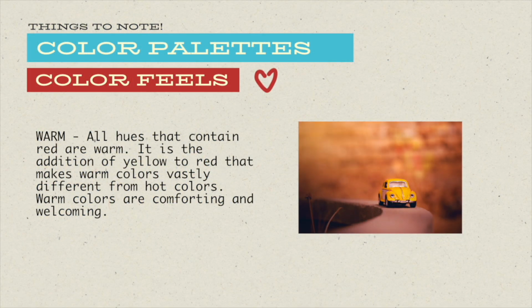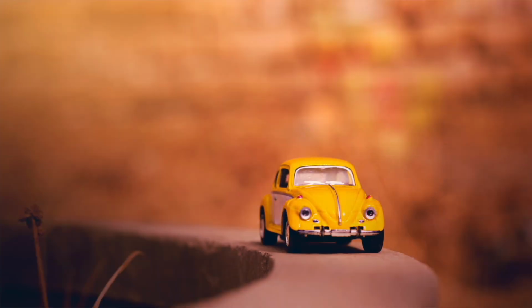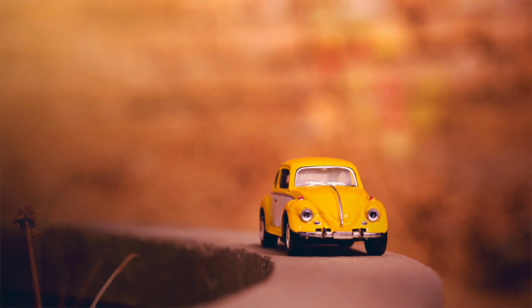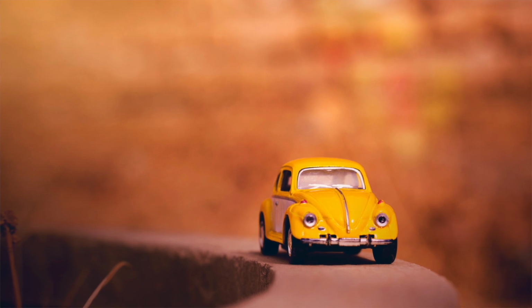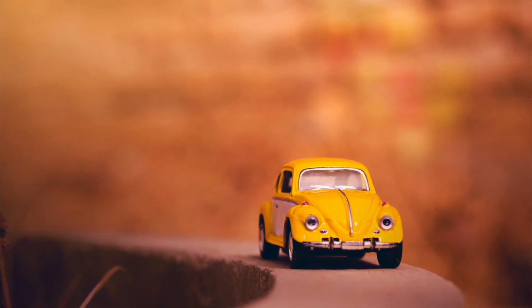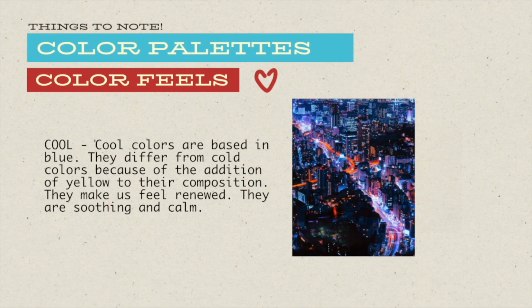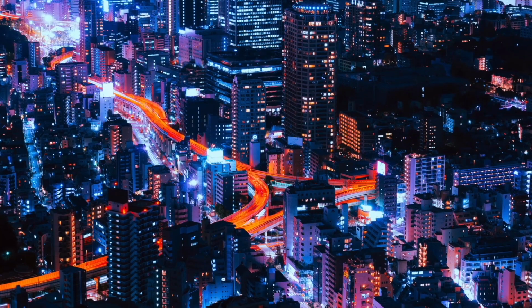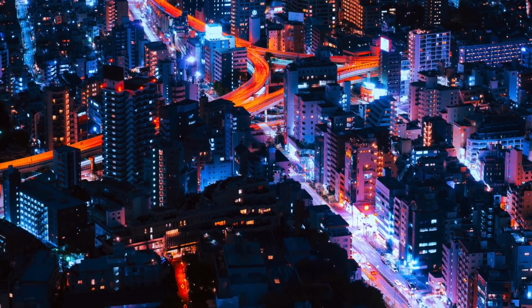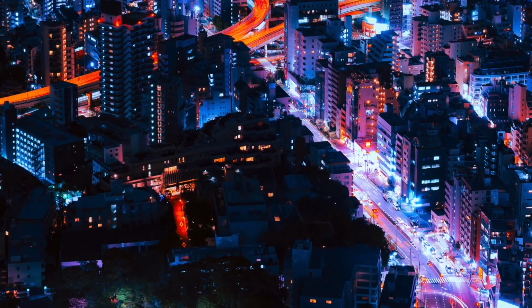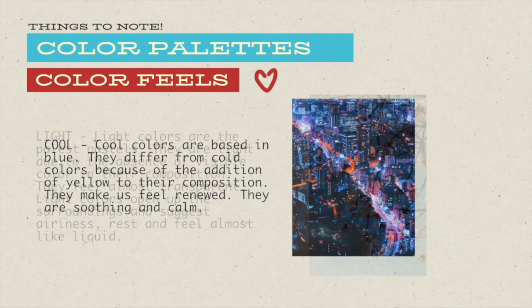Then there's warm colors. All hues that contain red are warm. It is the addition of yellow to red that makes warm colors vastly different from hot colors. Warm colors are comforting and welcoming. Then there's the cool colors. Cool colors are based in blue. They differ from cold colors because of the addition of yellow to their composition, and they make us feel renewed, and they're soothing and calming.